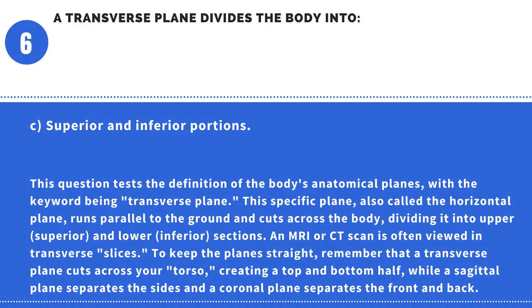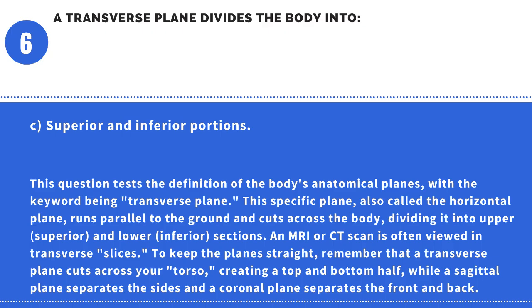Answer: C. Superior and inferior portions. This question tests the definition of the body's anatomical planes, with the keyword being transverse plane. This specific plane, also called the horizontal plane, runs parallel to the ground and cuts across the body, dividing it into upper, superior, and lower, inferior, sections. An MRI or CT scan is often viewed in transverse slices.